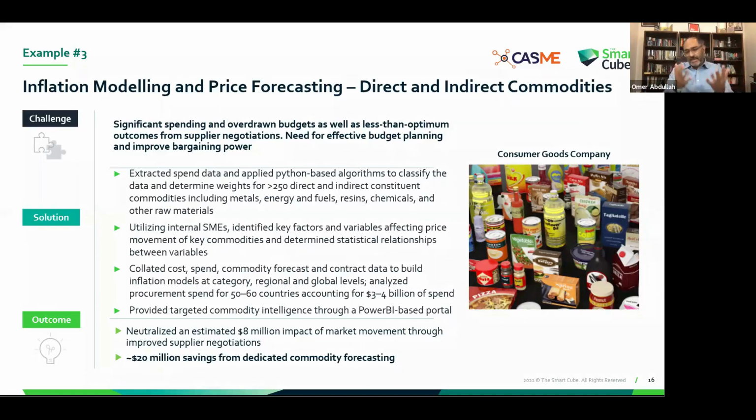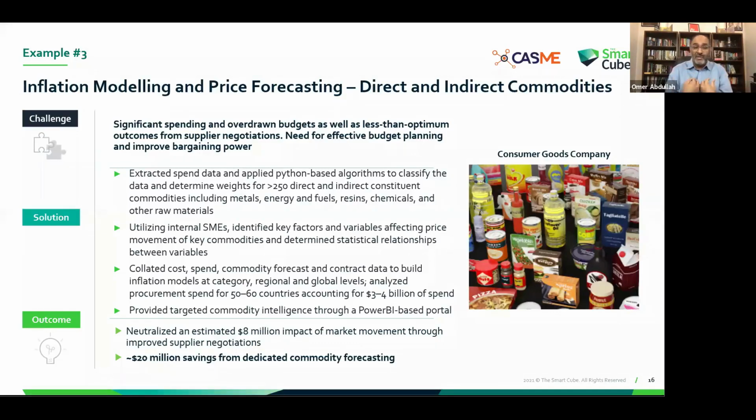So what did they do? In this situation, a number of different steps in order to build this inflation model, if you will, right? They extracted their spend data, they applied Python-based algorithms to classify that data and then determine the weights within those spend categories for more than 250 direct and indirect constituent commodities, right? Metals, energies, fuels, resins, chemicals, etc. So you understand what that data is, what the categories are, and you understand the constituent commodities that are at play for the direct and indirect side.